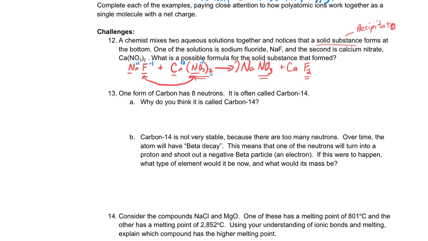So I'm going to put a 2 in front of this so that I have 2 nitrates. That also is going to give me 2 sodiums, which is okay because I needed to have 2 fluorines anyway. So 2 sodiums, 2 fluorines. Now I have 2 sodiums, 2 sodiums, 2 fluorines, 2 fluorines, 1 calcium, and 2 nitrates, 2 nitrates. All right, there we go. What's a possible formula for the solid substance? Well, either it's this NaNO3 or it's the calcium fluoride.